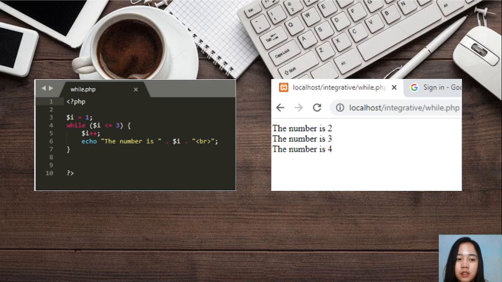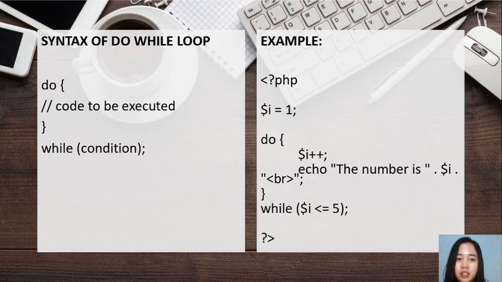So, next is the do-while loop. In the do-while loop, the code is read first before the condition. The code is executed first, then the condition is checked. For example, the variable i equals to 1 again. So it first reads the code. Okay, do. It increments first, so the variable i is incremented.